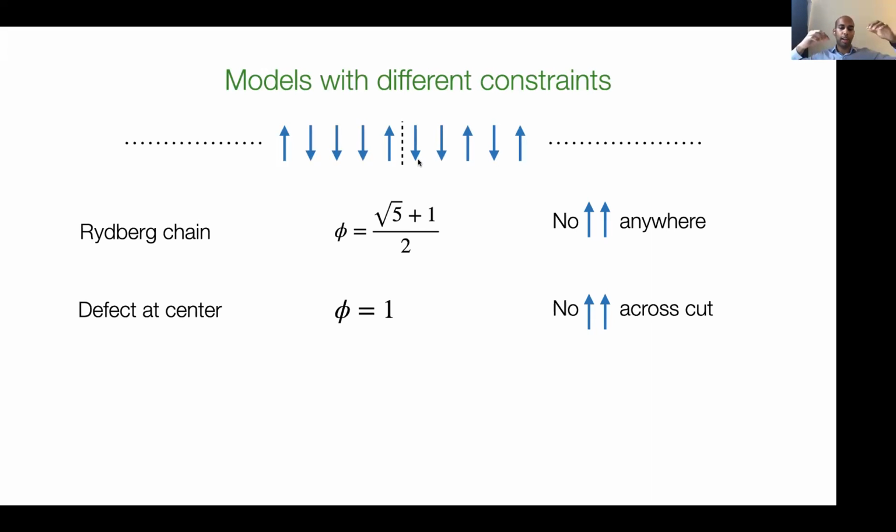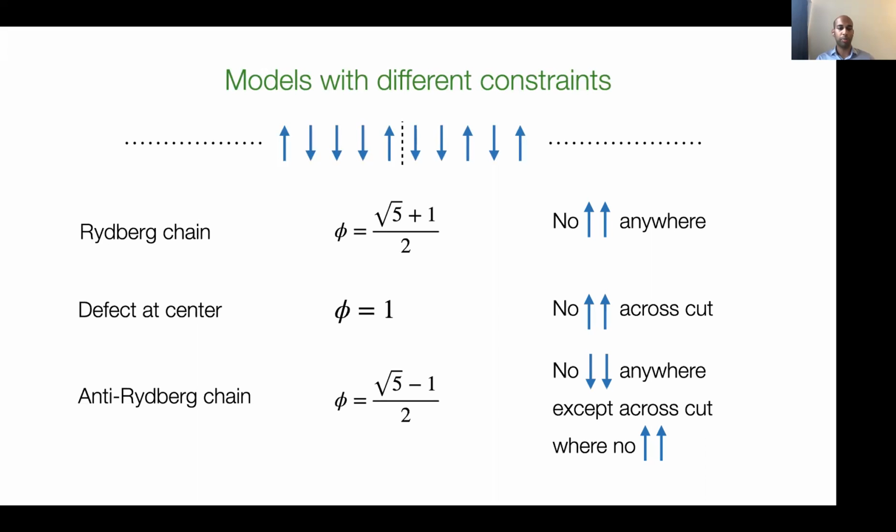So you can think of it as having a strong impurity or maybe a strong interaction across the bond, which prevents up from occurring only across the cut. And this would realize a phase with phi equal to 1.